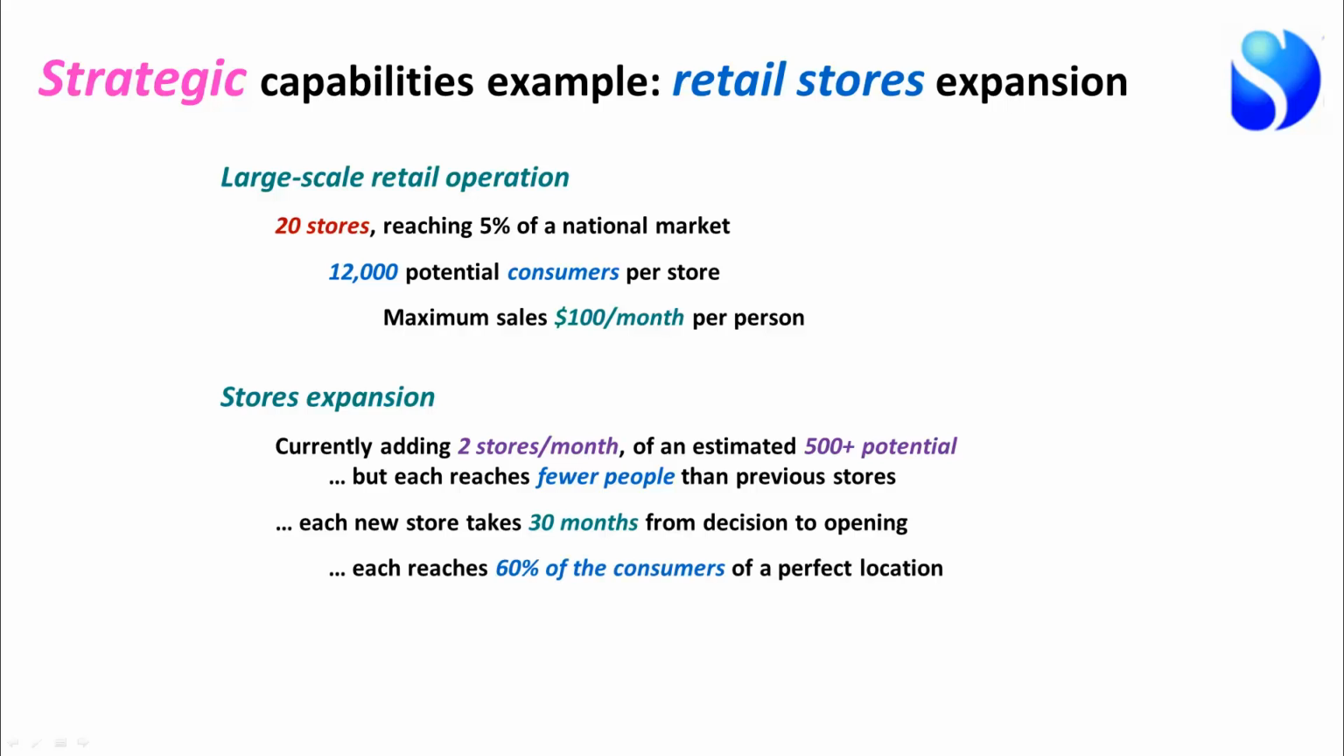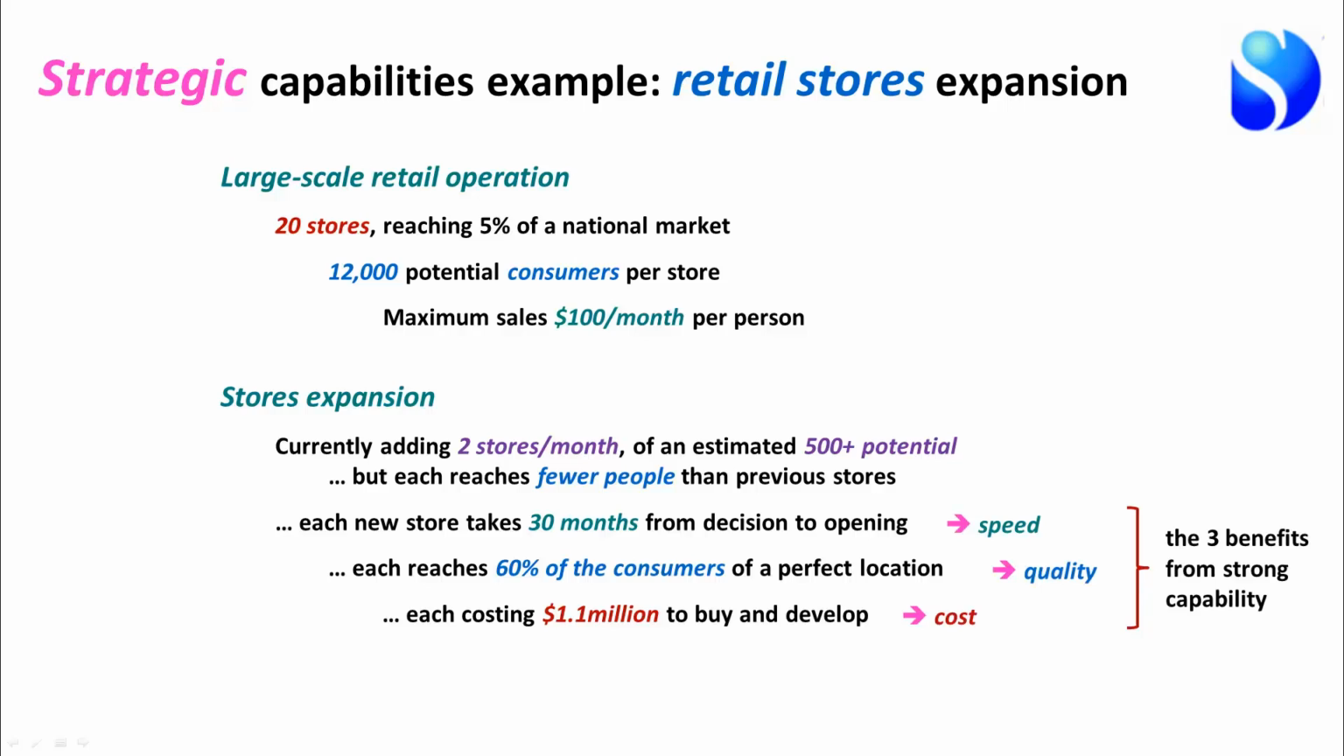Also, each of these stores reaches only 60% of the consumers that a perfect location in that town would actually reach. So we're not as good as we could be at finding the perfect location for these stores. And at the moment, each of these stores is costing 1.1 million to buy and develop. Maybe if we were better at this, we could do it more quickly and we could do it more cheaply. So there again, those are our 3 benefits from a strong capability. How quickly is it done? How good is the product of actually doing this task? And how low can we get the cost?